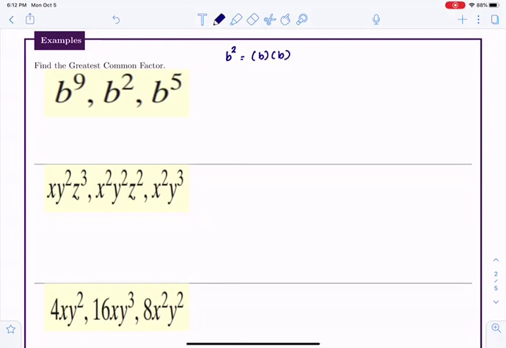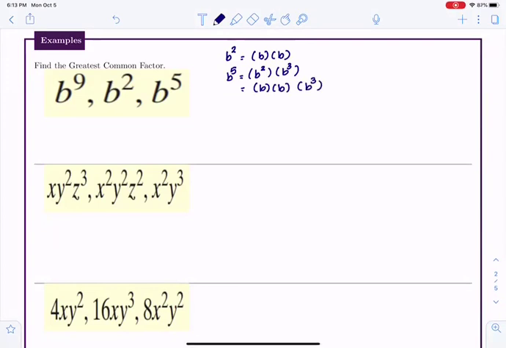B squared is simply b times b, and of course I'm ignoring 1 because 1 is by default a factor of any expression. The next one I have is b raised to 5. Now I could write b to the 5 as b squared times b cubed. Properties of exponents: if the bases are identical, we add the powers. The base here is b, and 2 plus 3 is 5. We know b squared is b times b, and I'll leave b cubed as is.